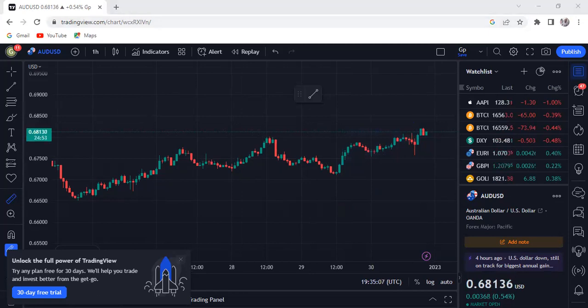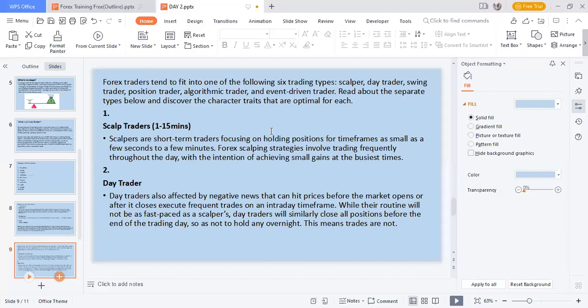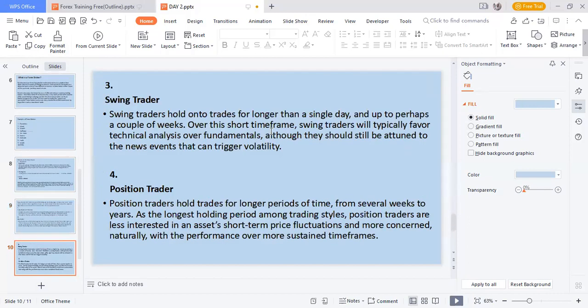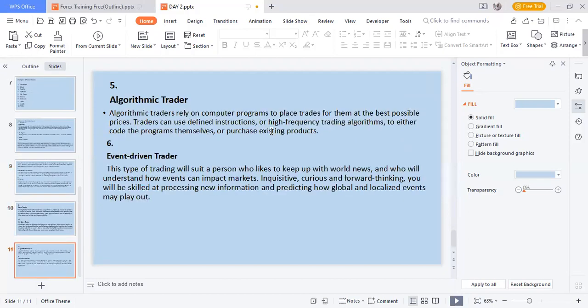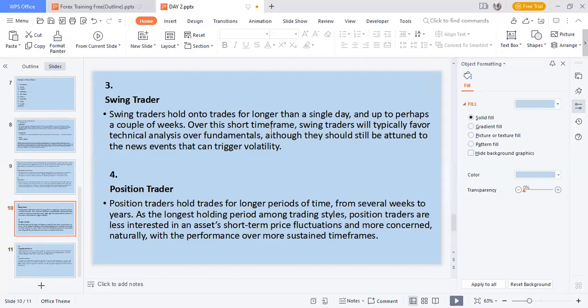This TradingView is what I mostly use. So let's talk about types of traders. We have six types of traders: scalp traders, day traders, swing traders, position traders, algorithmic traders, and event-driven traders.